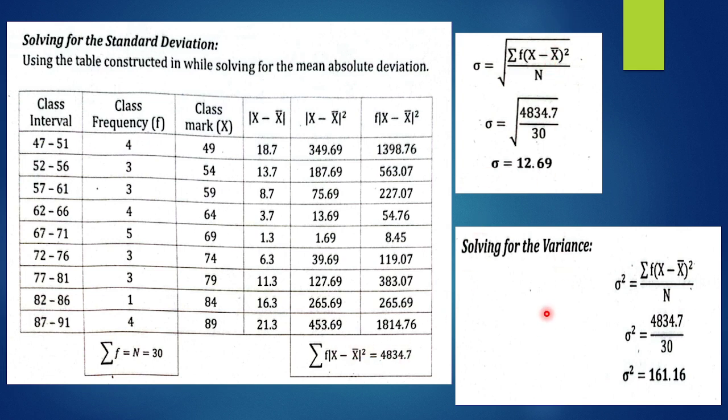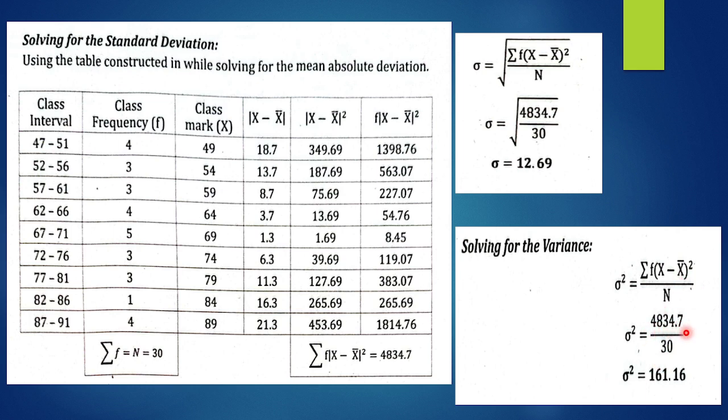Okay, next is solving for the variance. Since we do have this one, atong i-square. So kini ang answer sa standard deviation. Kung atong square, the answer is 161.16. But for the sake of the formula given, mao ni ang formula. Sigma squared is equal to the summation of f multiplied to the quantity of x minus the mean, that being powered by 2, all over n.